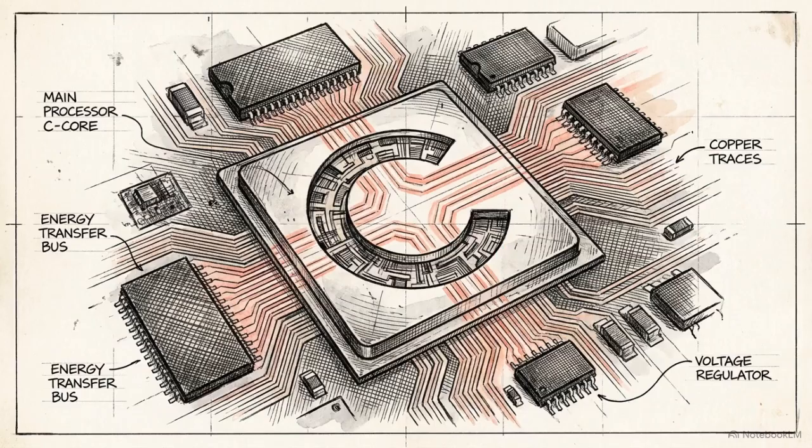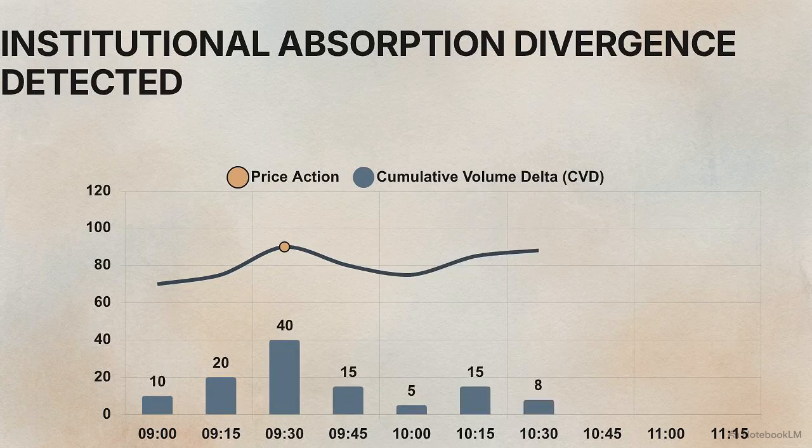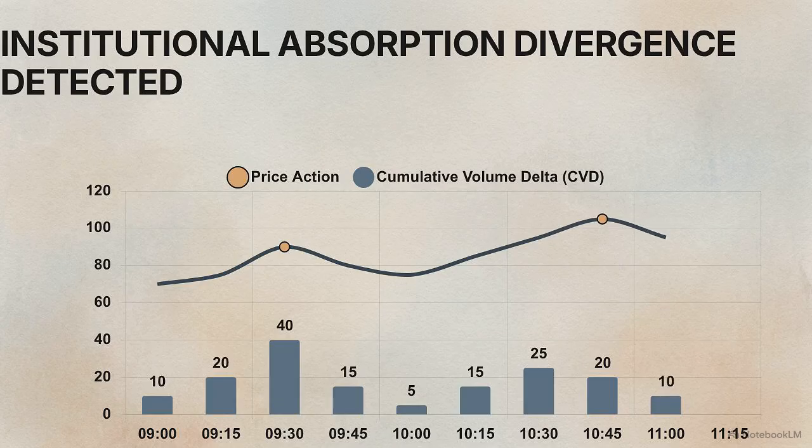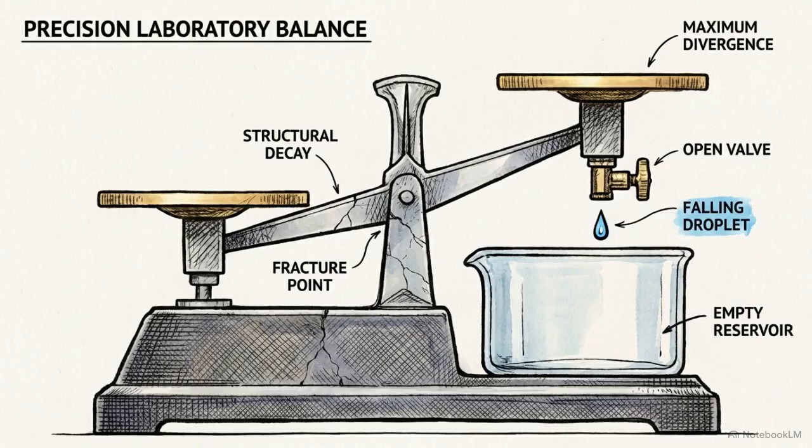The final stage of the volume life cycle is the C-wave engine. This panel tracks cumulative volume delta, which provides a primary metric for identifying trend exhaustion. This reveals the phenomenon of institutional absorption divergence. Price makes a higher peak on the top chart, but the corresponding volume bars on the histogram below print a lower high. This divergence indicates structural decay. The aggressive buying fuel has dried up, even though the price is still rising.